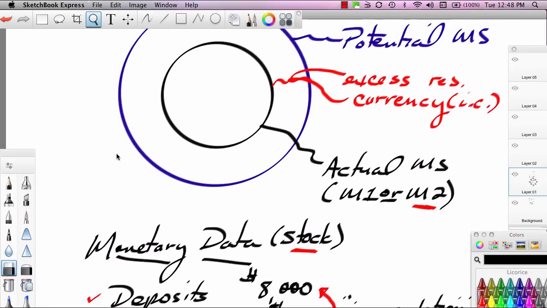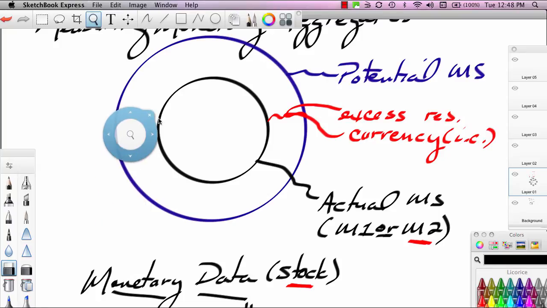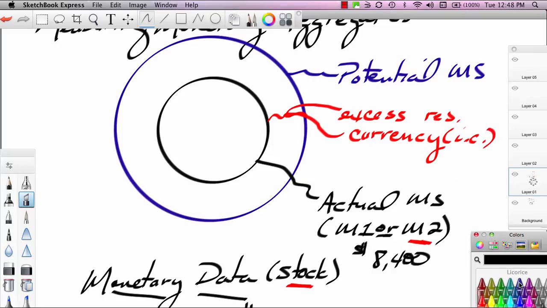The economics is great. Playing with the pen tool, wow, it's over the top. All right, so the actual money supply, let's get rid of that scrolling feature. The actual money supply, oh, I've got to get off the erase feature, is 8,400. Actual money supply is 8,400. The potential money supply is 15,000.